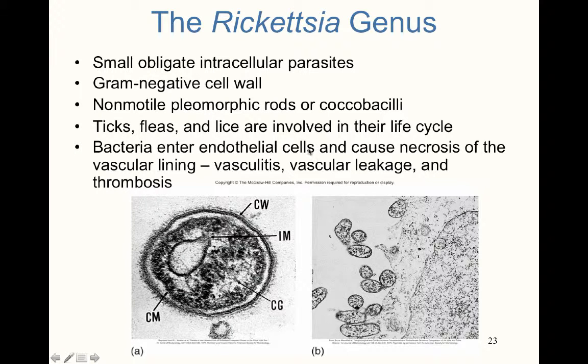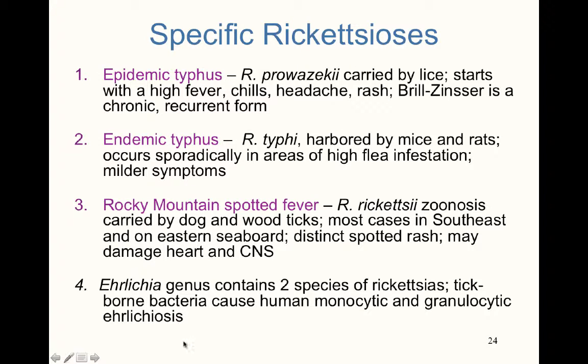And the bacteria will enter the endothelial cells, causing necrosis of the vascular lining, resulting in vasculitis, vascular leakage, and thrombosis. So a few different diseases here. Prowazekii is the species associated with epidemic typhus, and this seems to be transmitted via the louse. Symptoms start with high fever, chills, headache, and a rash. Then we have endemic typhus caused by Rickettsia typhi. This is spread via the flea. More mild symptoms here.